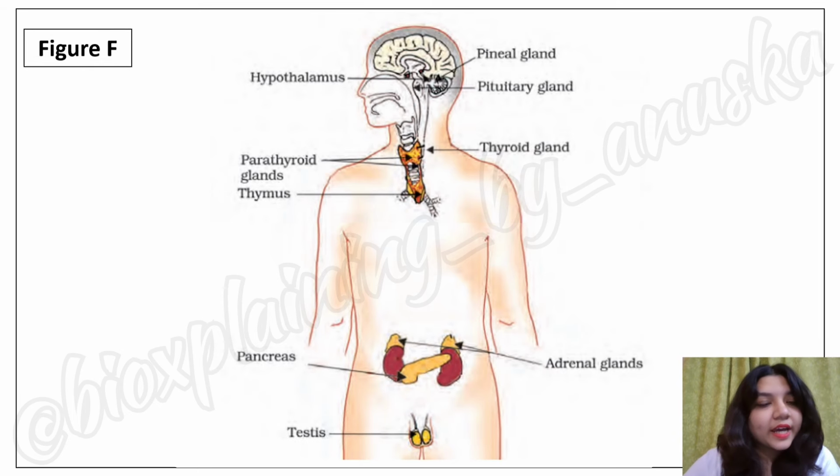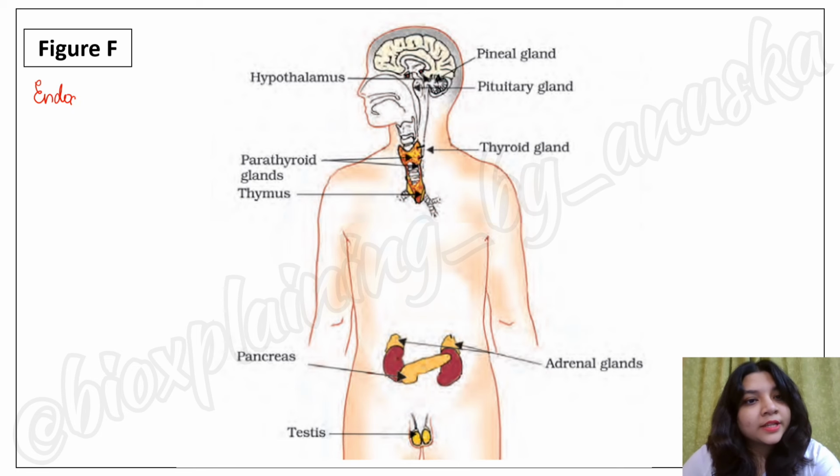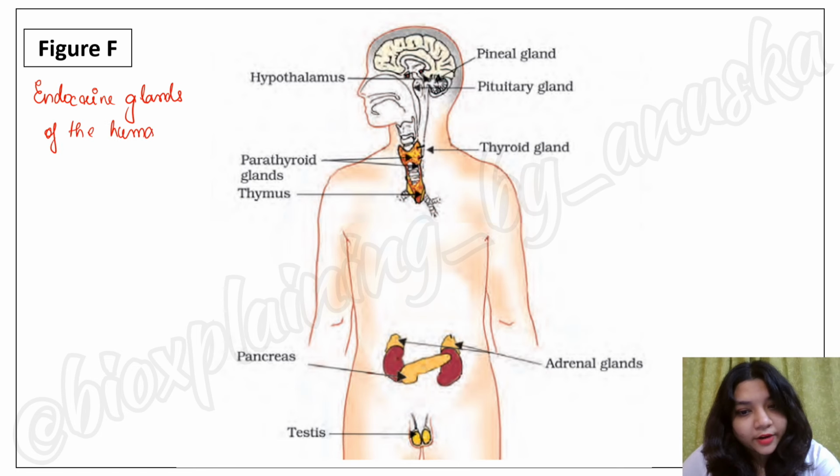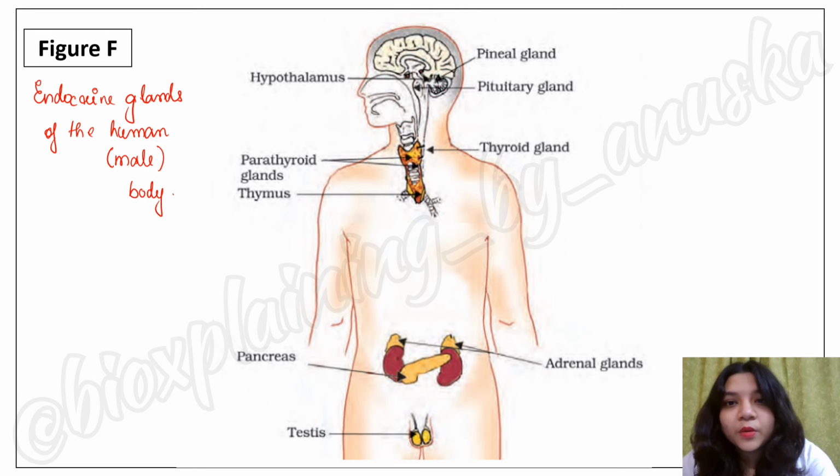Okay, what is this one? This diagram is showing you the major endocrine glands of the human body, male body rather. Endocrine glands of the human in this diagram, male body. Theek hai? Chalo.